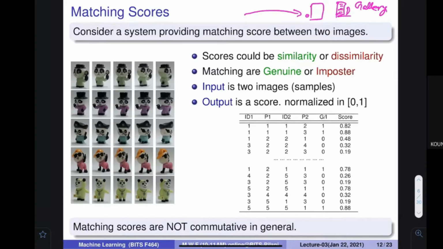Now when a new person comes, the system takes the photograph and matches it against the gallery. The ID with the highest score against this new image, it assumes he is the same person. And if this matching score is greater than some threshold, it tells you, okay, you are the same person, you can enter the system.